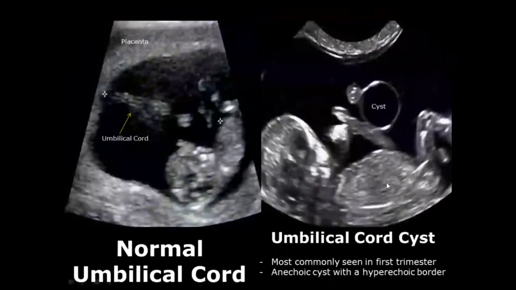Umbilical cord cysts can also occur. Most commonly they occur in the first trimester. Here in the normal image you can see a normal umbilical cord, and over here you can see an anechoic cyst with a hyperechoic border. This is an umbilical cord cyst.